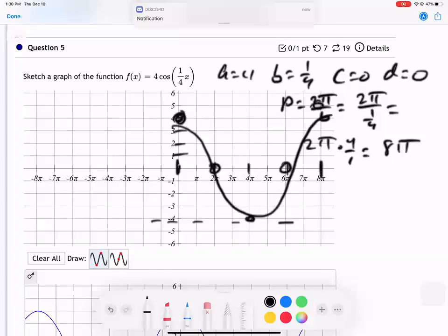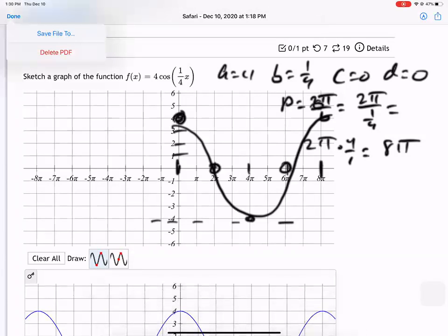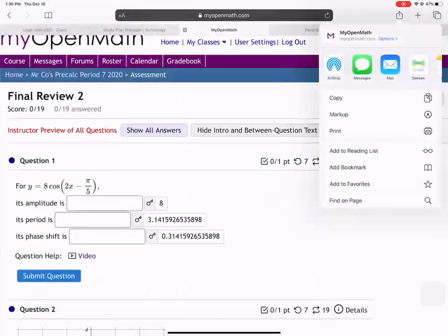So how would you, sorry, question? Okay, so how would you graph this on this platform? I'm going to go ahead and quit out of this real quick and show you guys on number 5. How are we going to graph this? Okay, so number 5.